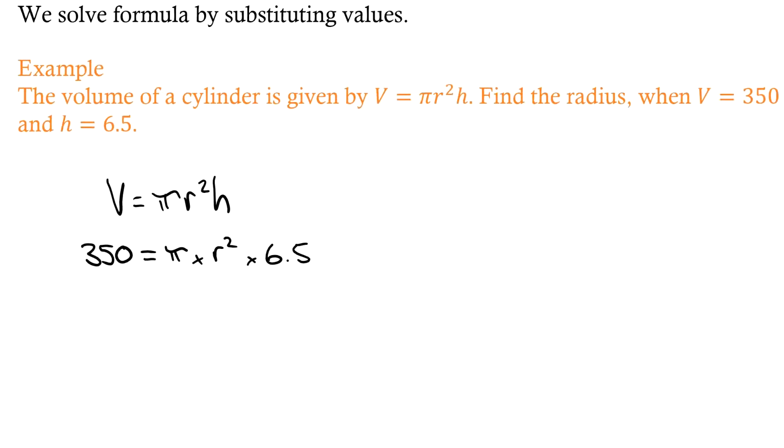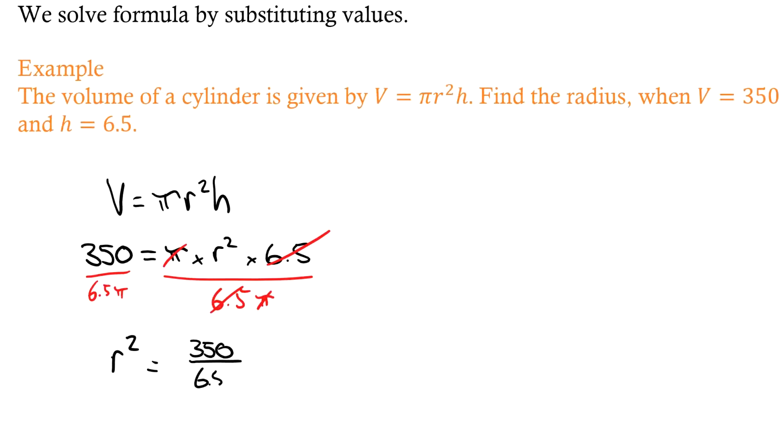How I'm going to do that is divide by 6.5 pi, and I'm going to do the same over here, 6.5 pi. And what happens is that pi cancels that pi out, and that 6.5 cancels that 6.5 out. So what I'm left with is r squared equals 350 over 6.5 times pi.